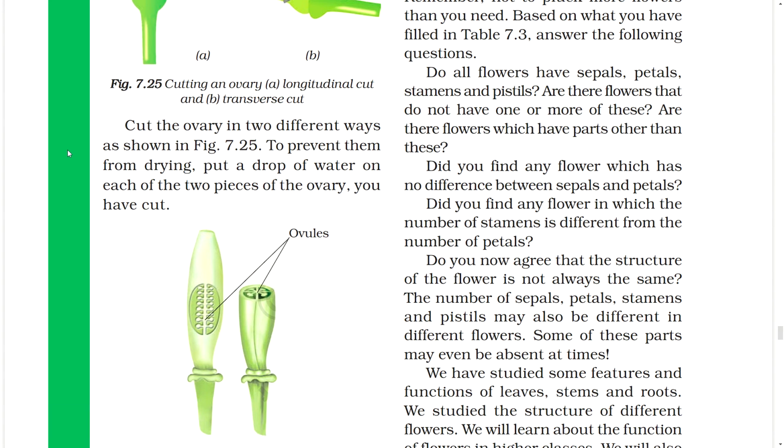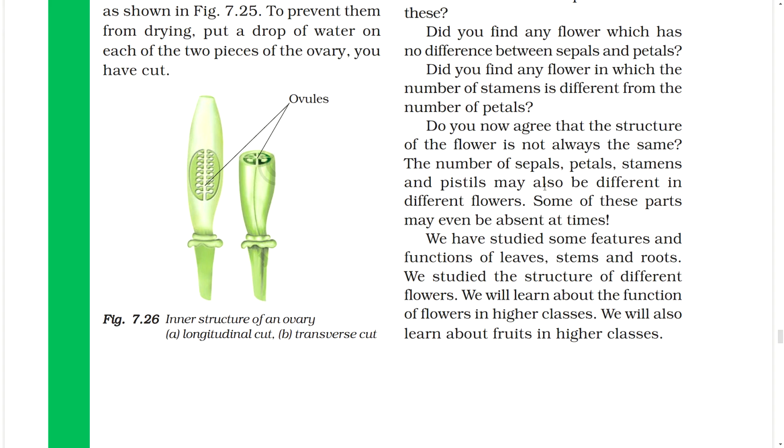Cut the ovary in two different ways as shown in the figure. To prevent them from drying, put a drop of water on each of the two pieces of the ovary you have cut. Figure: inner structure of an ovary, A longitudinal cut, B transverse cut. Ovules.